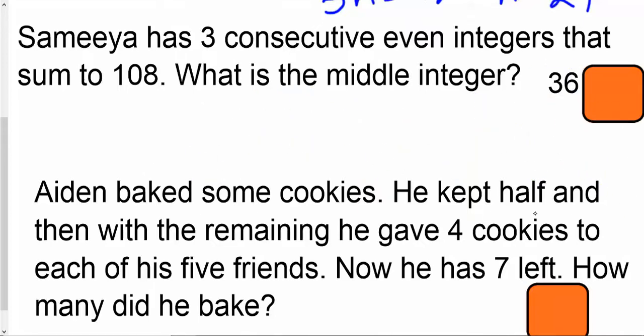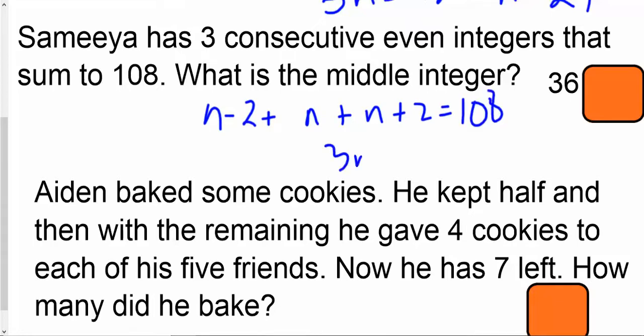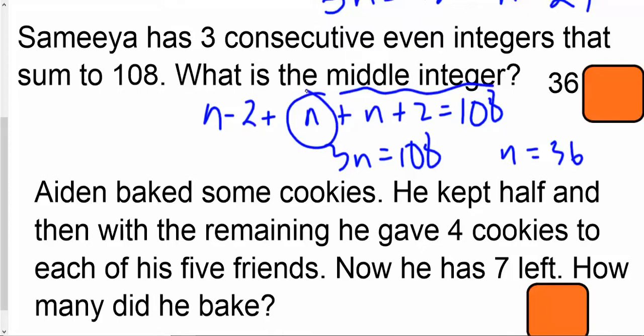The other way we could have set this up was making it n minus 2 plus n plus n plus 2 equals 108. And then this gets us 3n equals 108. And therefore, n is 36. And because I asked for the middle integer, we can just take our answer.